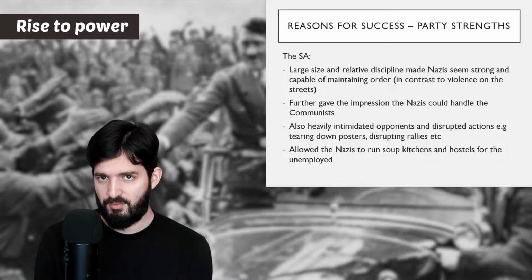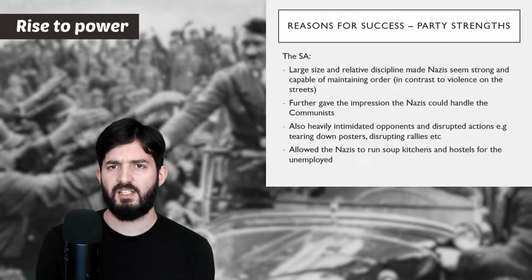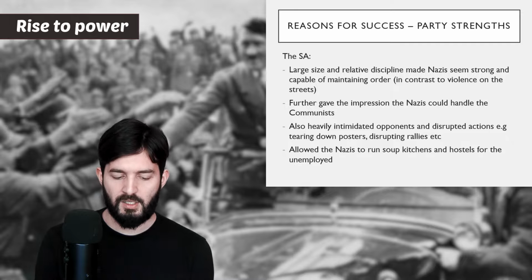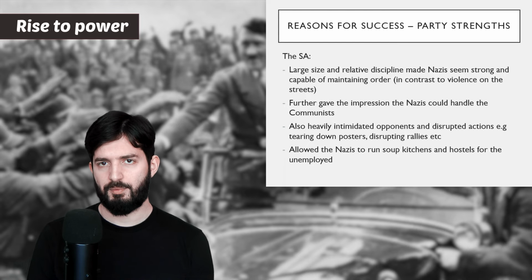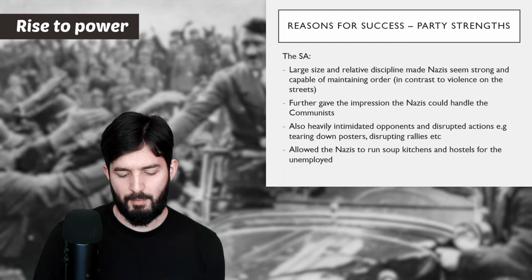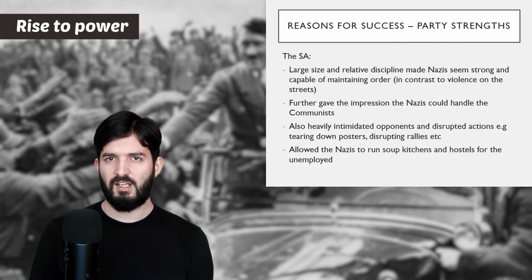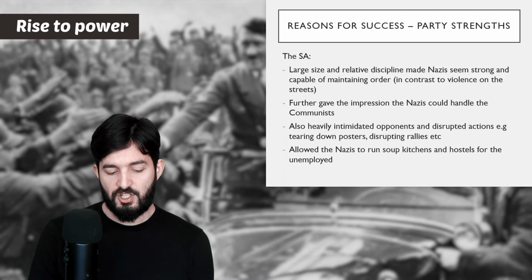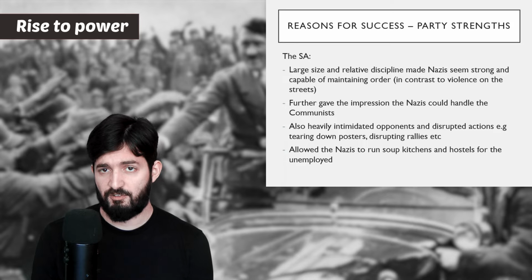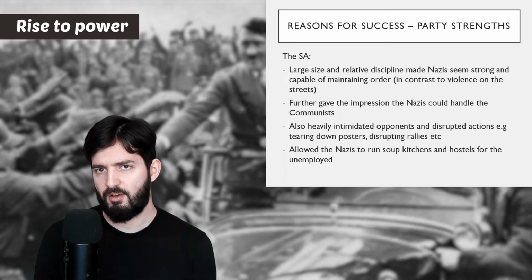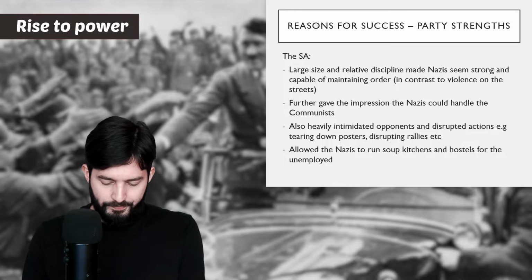Now, that's the more legal side of things, I suppose you can say. The less legal side of things is that the Nazis also use the SA to heavily intimidate opponents and disrupt their actions. That can be things like tearing down posters, disrupting rallies, and things like that, basically. The SA is also used by the Nazis to run some charitable activities. So the Nazis run soup kitchens and also hostels. They're able to do that because they have this large force, the SA, who can be used to do that for them. So again, the SA plays quite an important role in terms of giving the Nazis some support.